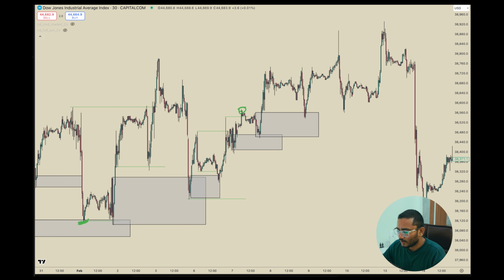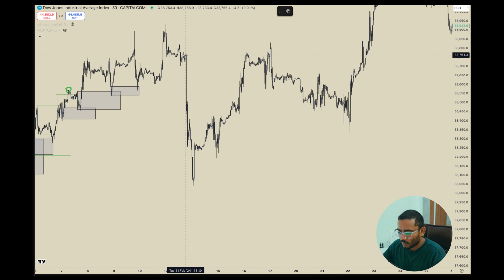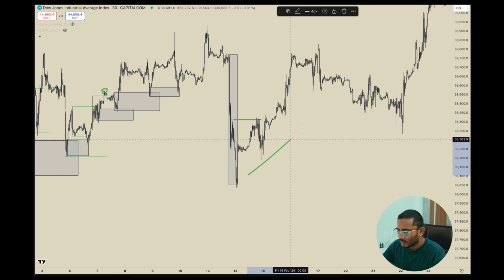Again, price swept the liquidity. You can enter here. Price broke the structure. You can enter here. So there are a lot of entries. We can see this move swept out all the liquidity and then price broke the structure in the opposite direction here. And then it started to go up. So this is a confirmation that price is now going to the upside.